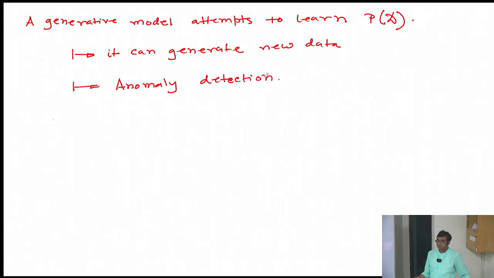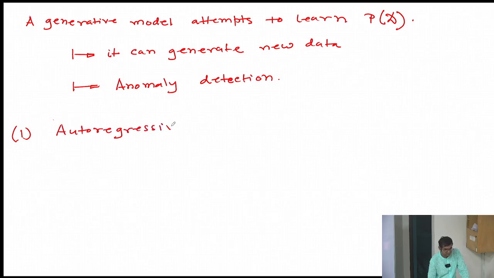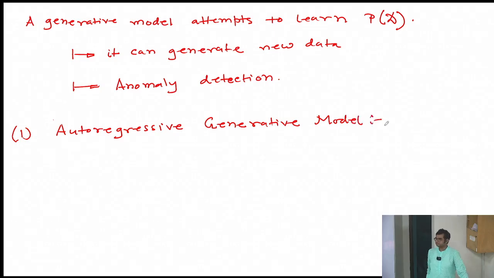Now, as I was saying, we have talked about 4 types of generative models till now. The first one was autoregressive generative model, as correctly pointed out. The first one that we discussed was autoregressive generative model. How does it work? Remind me. What do we do in autoregressive? Product of conditionals, autoregressive manner, right?